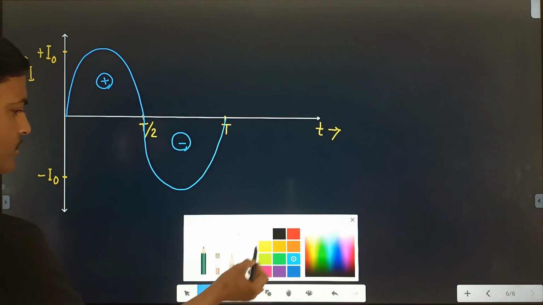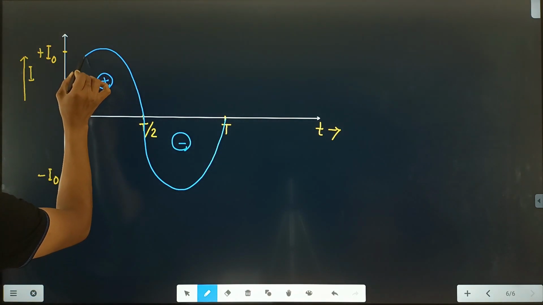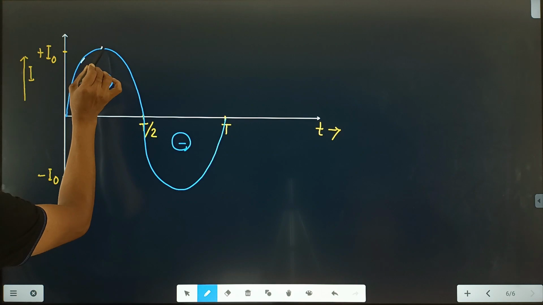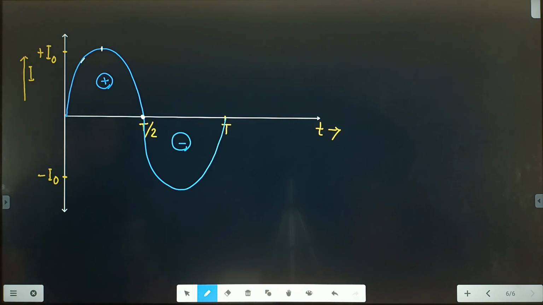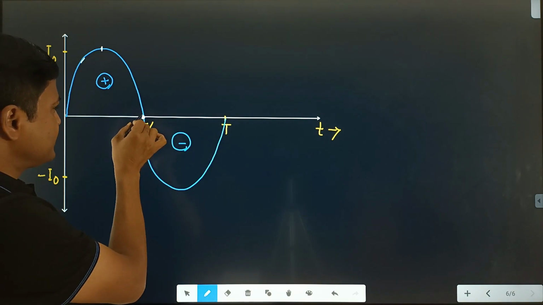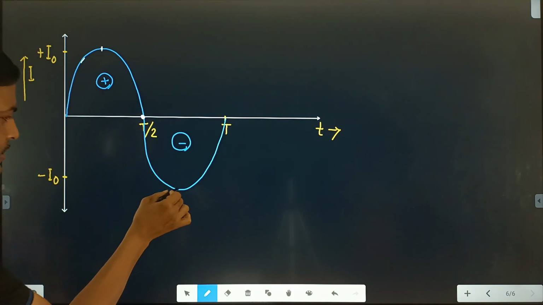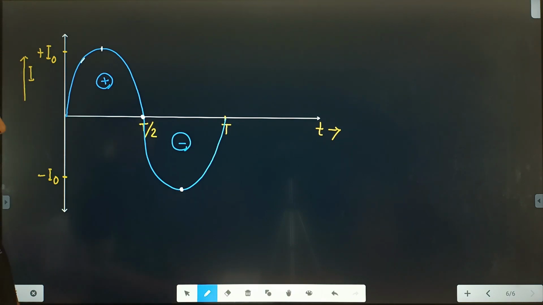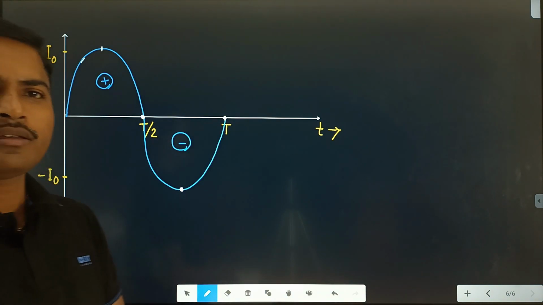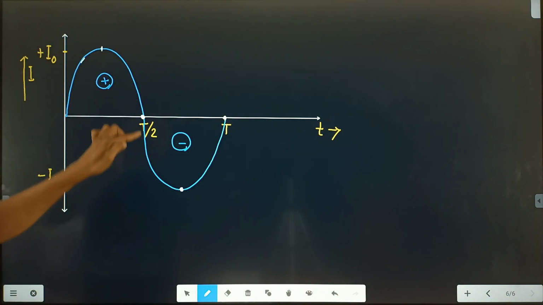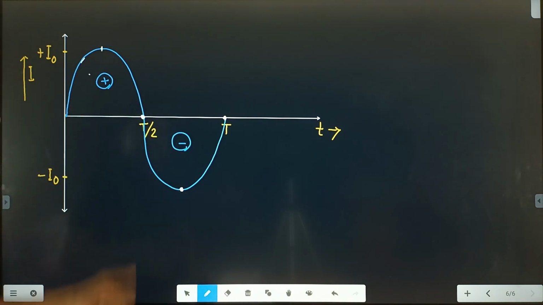Here the magnitude of the current gradually changes. Initially the magnitude of the current increases, this is the maximum value. Again the magnitude gradually decreases, and at this point the magnitude of the current is 0. Then its magnitude increases again continuously on the negative side, and this is the maximum value on the negative side, and again its magnitude decreases, and at this point it is also 0. That means its magnitude changes continuously and its direction is reversed periodically after T/2 time.